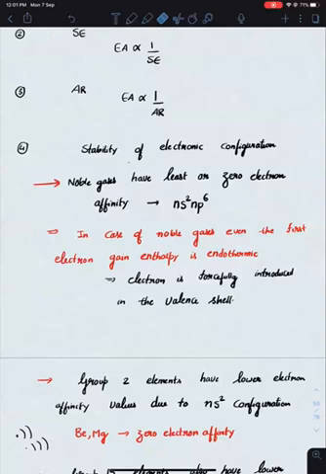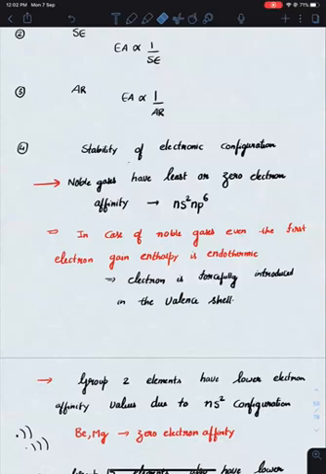Even in these groups, beryllium, magnesium and nitrogen have negative electron affinities. Beryllium, magnesium and nitrogen have negative electron affinities. That means even the first electron gain enthalpy of these three elements is endothermic. You need to forcefully give the electron.